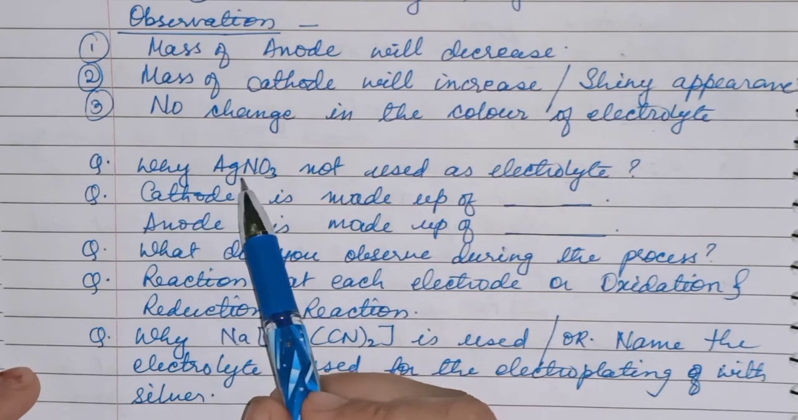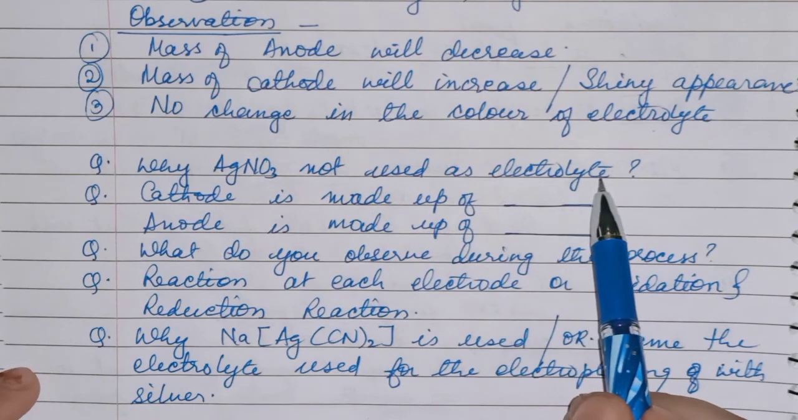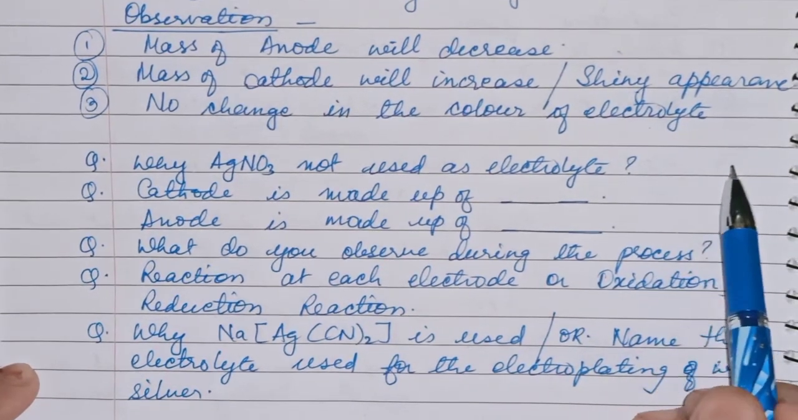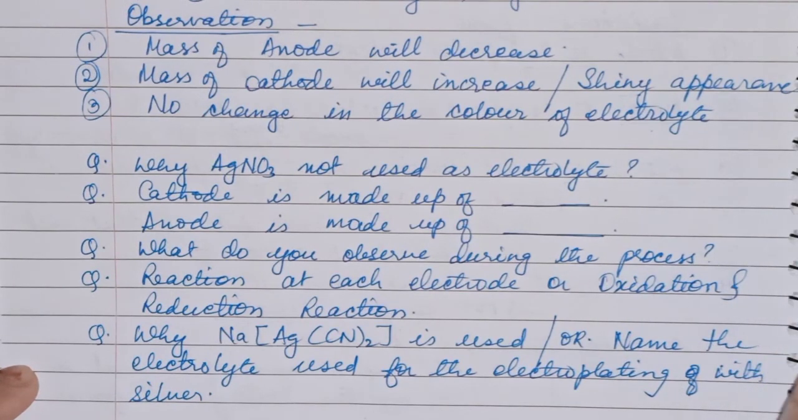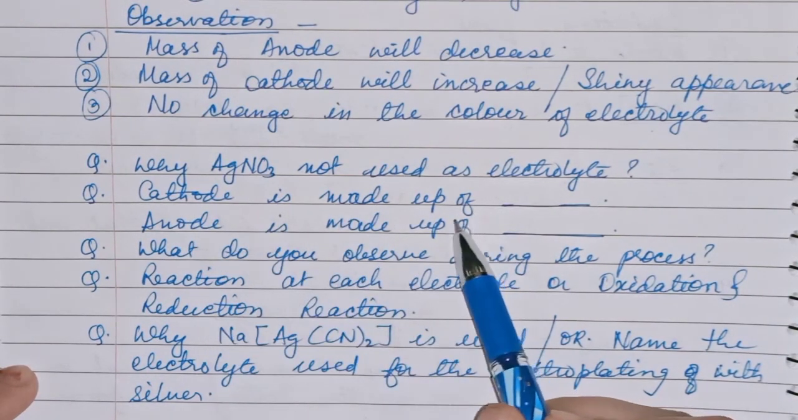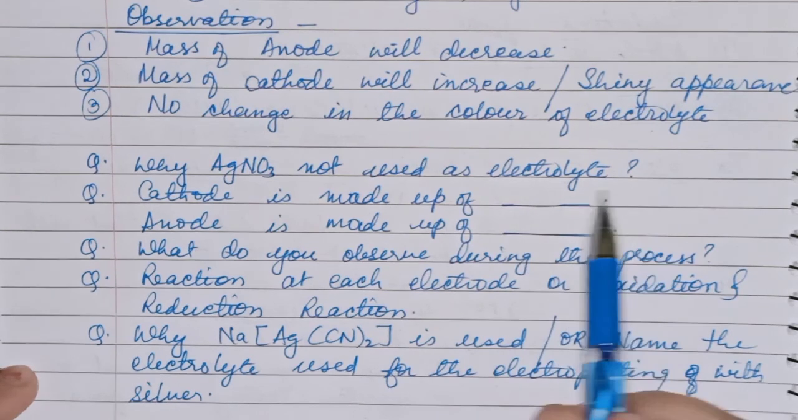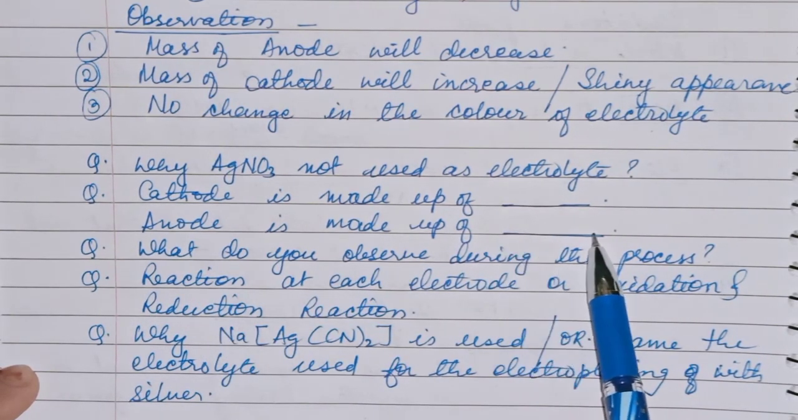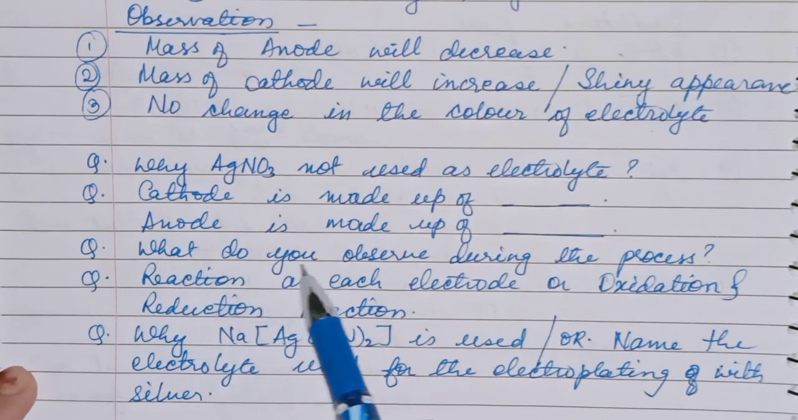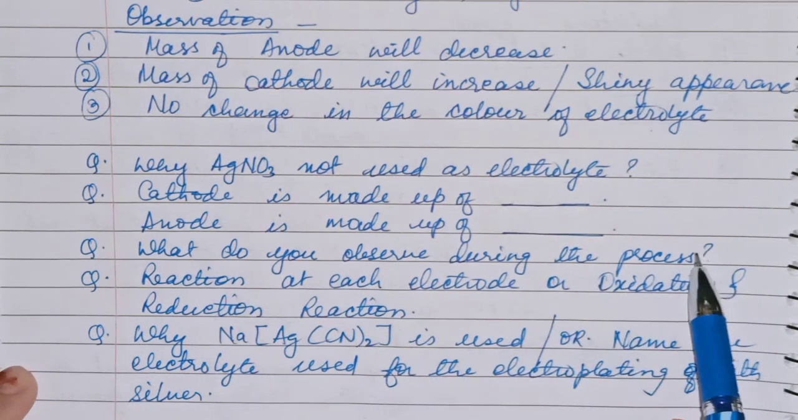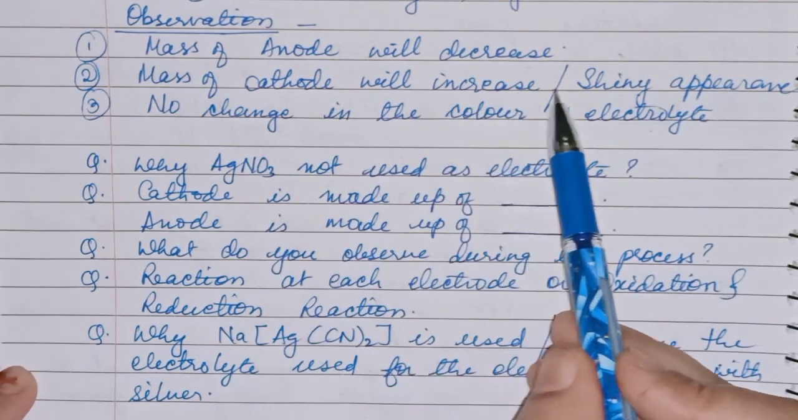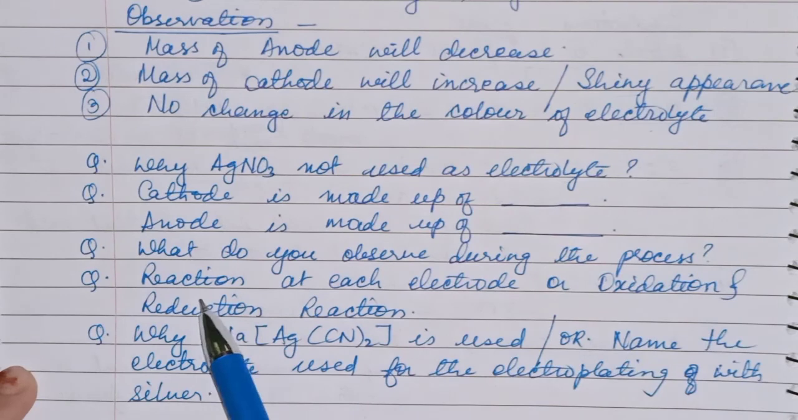Now these are the questions based on the above electroplating of silver. Why is silver nitrate not used as electrolyte? Because it dissociates very fast and it will form non-uniform plating. The cathode is made up of the article to be plated. The anode is made up of the metal we want to be plated on the article. You will observe the mass of the anode is decreasing, the mass of the cathode is increasing, it is shiny, and there is no change in the color of the electrolyte.